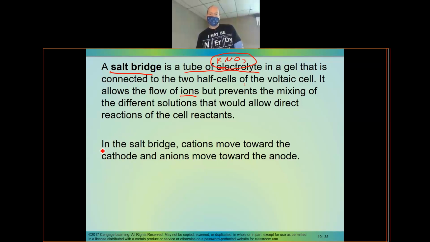All right, so in the salt bridge, the cations move toward the cathode, the anions move toward the anode. All right, so we're going to talk about cathode and anode. The ions that are at the anode are called anions. The ions that are at the cathode are called cations. So if your ion is hanging out at the cathode, it's a cation. If your ion is hanging out at the anode, it's an anion. So cations are positive. All right, your anions are negative.